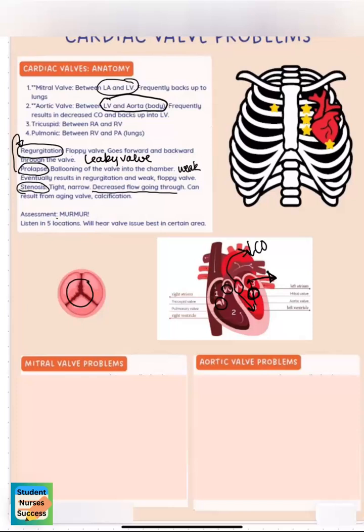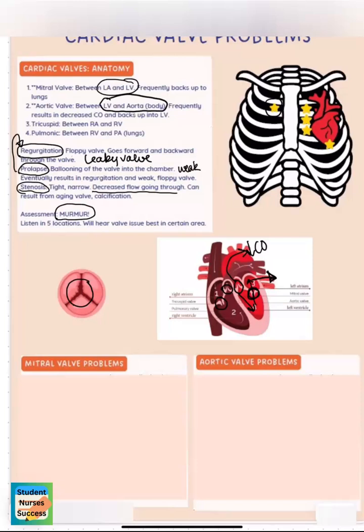So, the assessment piece that we notice in valve problems is murmurs. In health assessment, you were taught to listen to the heart in the five locations: the pulmonic, the aortic, the tricuspid, and the mitral area. And that's because in each of those areas, you would actually hear that valve the best. So let's move over to our picture here with the stars.